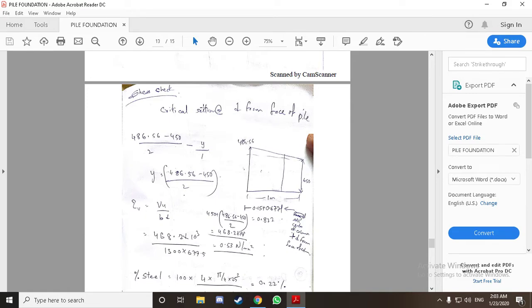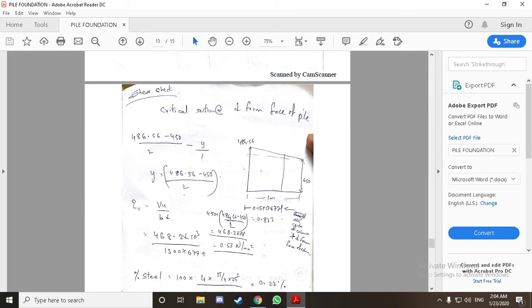As we are taking the critical section at d distance from the face of the pile, the face of the pile means, this is the center of the pile. So the face of the pile is 0.15 meter, that is half of the pile width, plus d distance, that is 0.677 meters. So this value is 0.822 meters. So we are calculating at 0.822 meters. We have data for 1 meter difference.